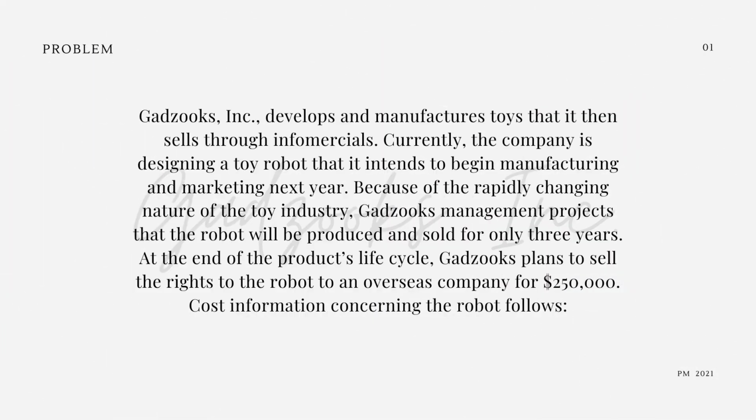Gadzooks Inc. develops and manufactures toys that it then sells through infomercials. Currently, the company is designing a toy robot that it intends to begin manufacturing and marketing next year. Because of the rapidly changing nature of the toy industry, Gadzooks management projects that the robot will be produced and sold for only 3 years. At the end of the product's life cycle, Gadzooks plans to sell the rights to the robot to an overseas company for $250,000. Cost information concerning the robot follows.